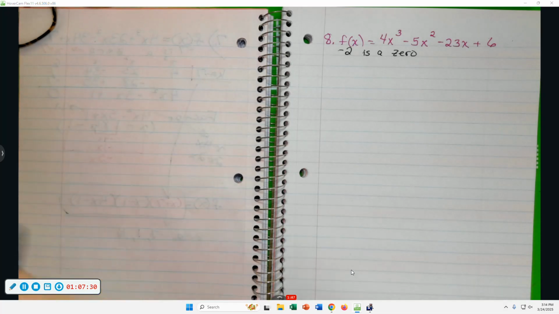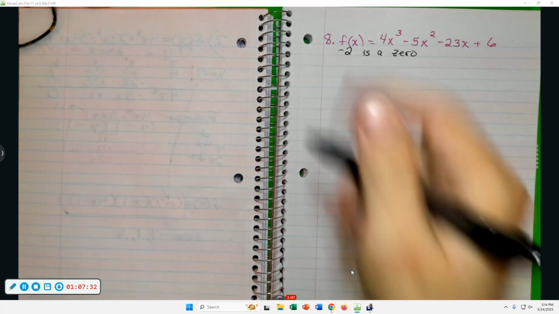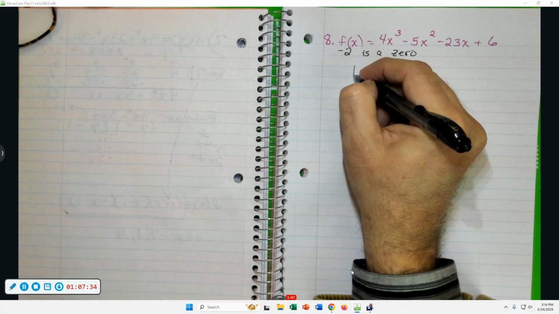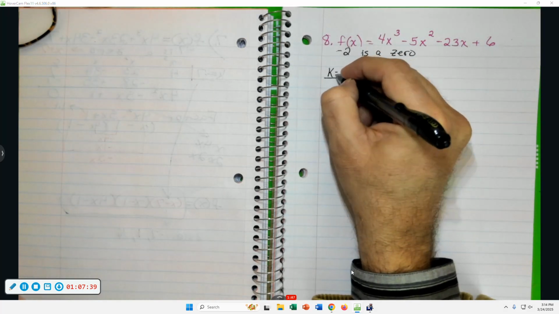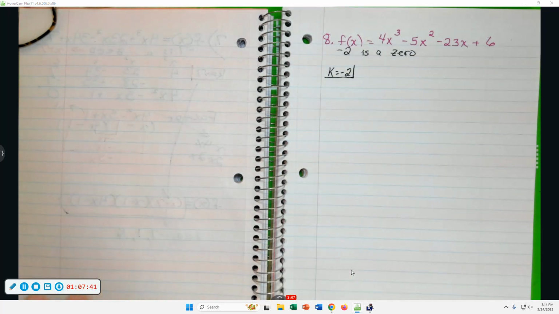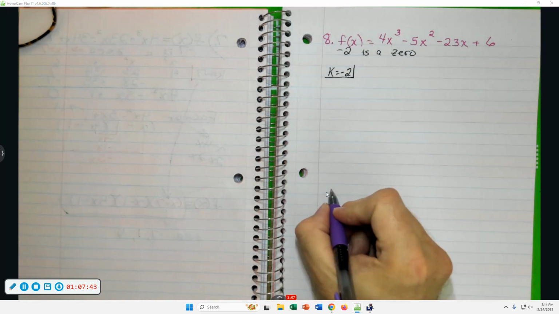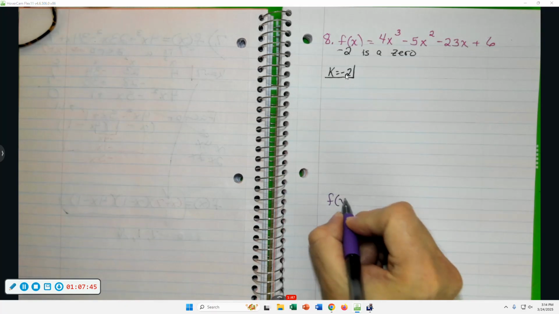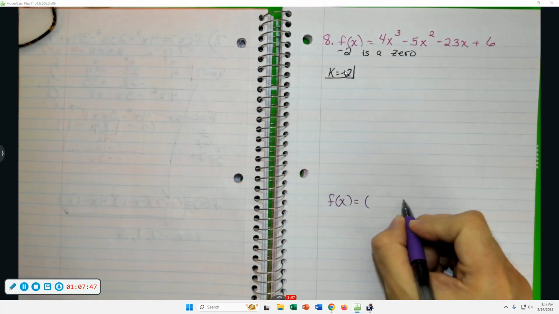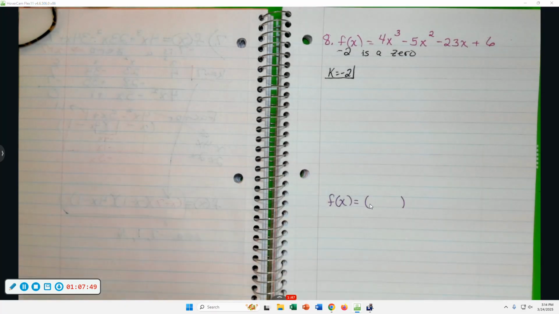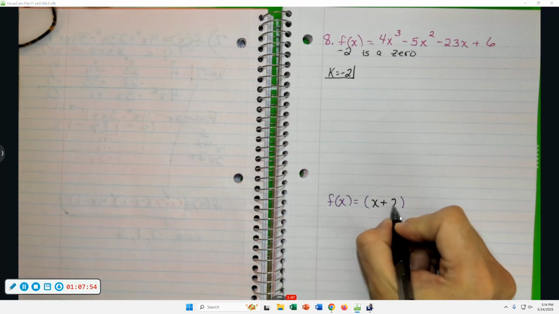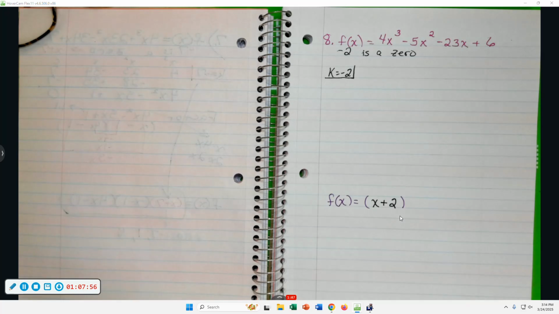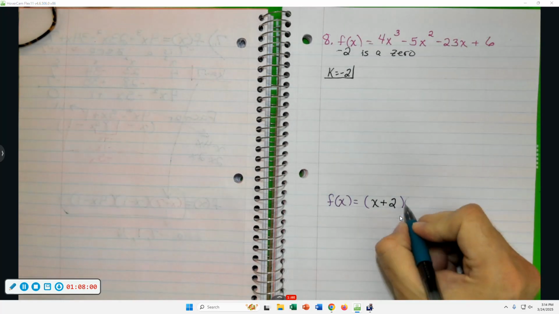Okay. Well, let's get started with our synthetic division. Down towards the bottom, write it out. F of x equals. The first factor, the one that comes from the negative 2, is the variable and then the opposite sign, so x plus 2. There's the first factor. So we have 2 more sets of parentheses that we'll need.